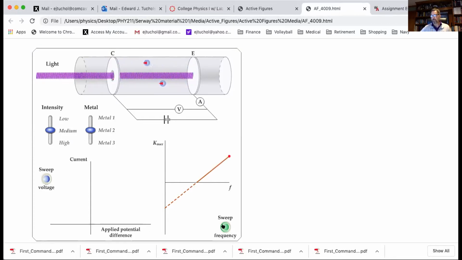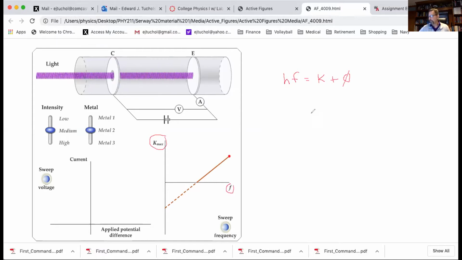Now, an interesting thing about this plot, if you look at the equation that we were talking about, let me annotate here, and this is dangerous because I might lose my cursor, we said that hf is equal to the kinetic energy plus the work function. Notice I'm plotting kinetic energy here and I'm plotting frequency here.